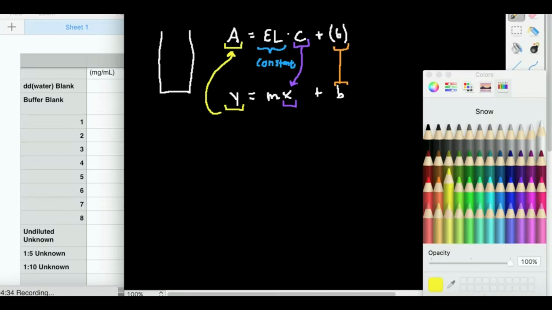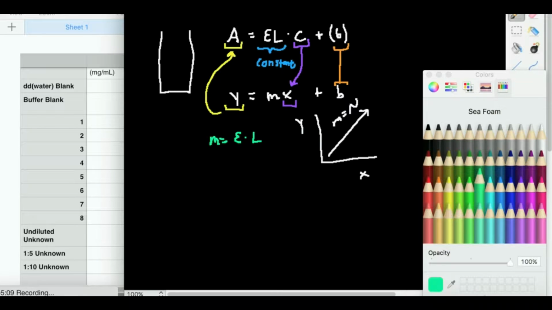But then you have this problem. Whenever I have y equals mx plus b, here's y, here's x, I just get a straight line. And we know that when you have something with a constant slope, the slope, m, should just be some number. It could be 3, 5. It's not a function, it's a number. But here I have two things: I have epsilon times L. It turns out that m, the slope that you get from the linear regression line, is just equal to the extinction coefficient times L.